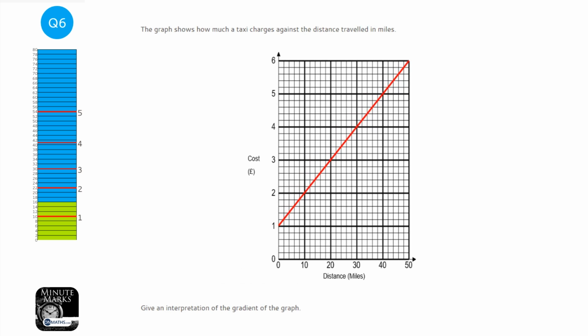To answer this question, first of all, we need to know what the gradient is. So what you do is you pick 2 points that you know the coordinates of, which is that one and that one. I'm going to pick, it works with any of them. And we work out how much up and how much across it's gone. Well, it's gone 1 up, but I'm going to do this in pence. So I'm going to say it's gone 100 pence up, and it's gone 10 miles across.